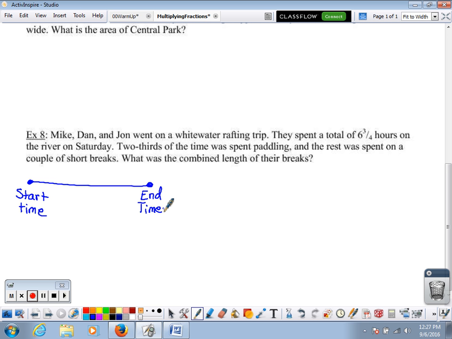So what happens here? Because I got these guys rafting. Now, some of the time they spend on the raft paddling. Some of the time they spend on a break. So they say 2/3 of the time was spent paddling. Okay, so green for go.